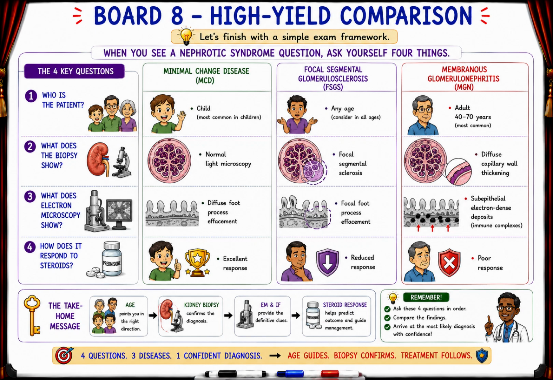What does the electron microscopy show? Diffuse foot process effacement, MCD. Focal foot process effacement, FSGS. Subepithelial electron-dense deposits, MGN. How does it respond to steroids? Excellent, MCD. Reduced, FSGS. And poor, MGN. Remember these 4 questions and you'll be able to distinguish the 3 major causes of nephrotic syndrome with confidence. Age points you in the right direction, but the biopsy confirms the diagnosis.